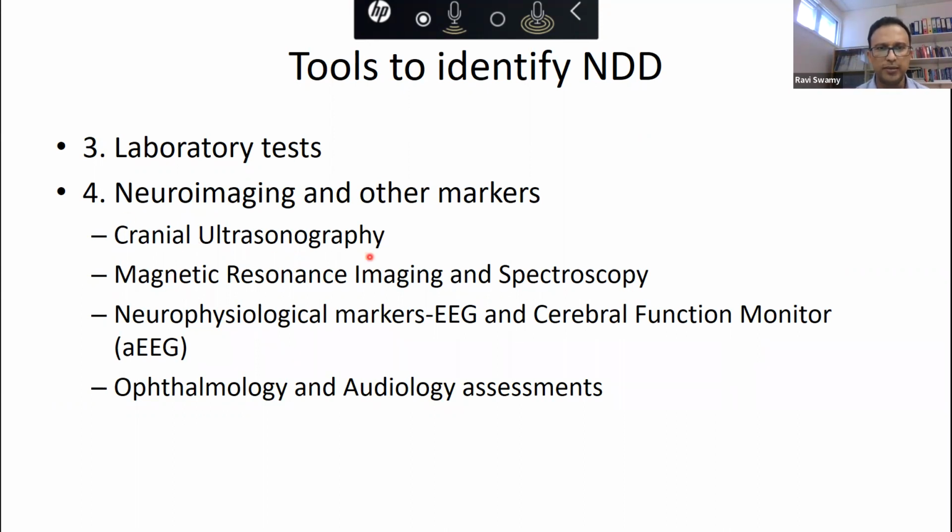We'll start a little bit initially with the cranial ultrasound, and then we'll move towards the MRI with MRS if required. And then we'll also talk a little bit about the amplitude integrated EEG, which is what we call cerebral function monitoring, because that will be a surrogate marker compared to an EEG. Finally, just a brief word on ophthalmology and audiology assessments. So this is what predominantly we'll try to cover today.